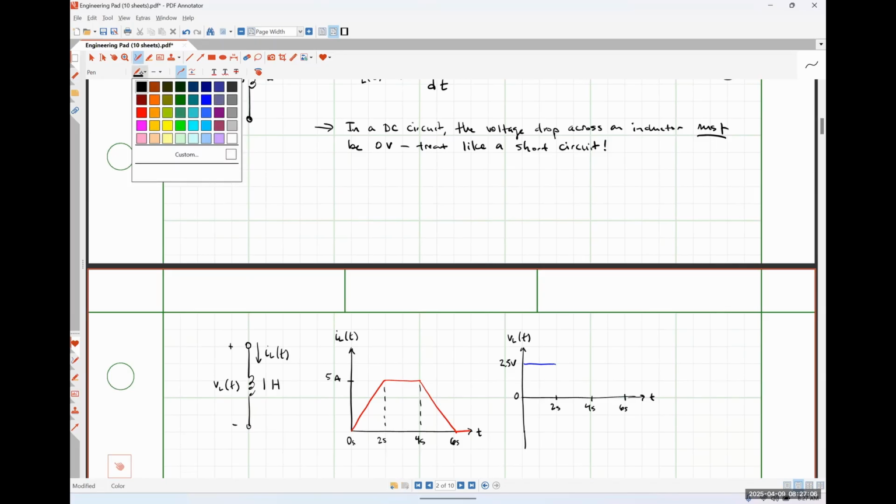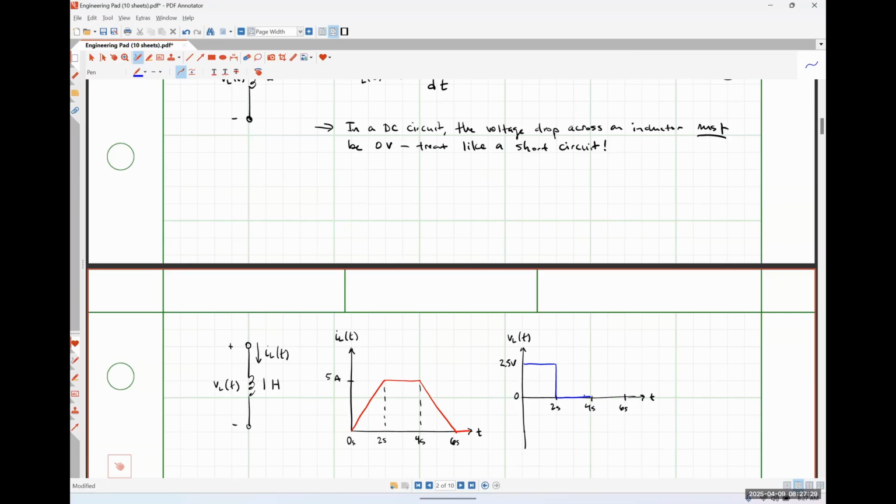What is our inductor voltage going to be over the interval from 2 seconds to 4 seconds? 0, because our current is constant over that interval. So our voltage is going to abruptly fall down to be 0 volts.